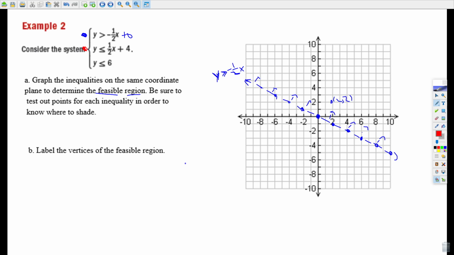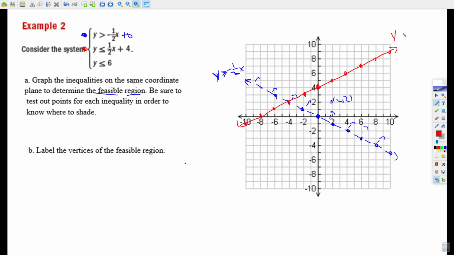Y is less than or equal to 1/2 x plus 4. So we're going to start at 4. And now we're going to go up 1 over 2, like this. Up 1 over 2. Up 1 over 2. And then down 1 to the left 2. There we go. Got to be precise. This has a less than or equal to sign on it, so we are actually going to connect them and draw a straight line all the way through. Like that.